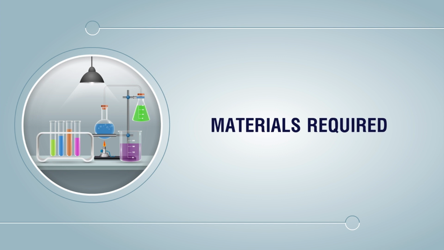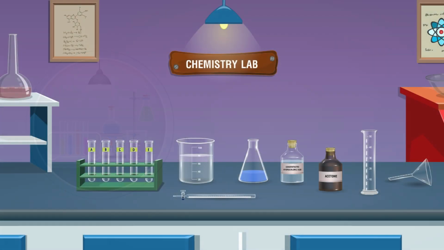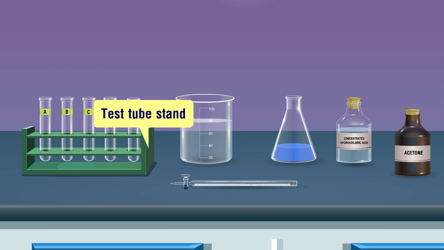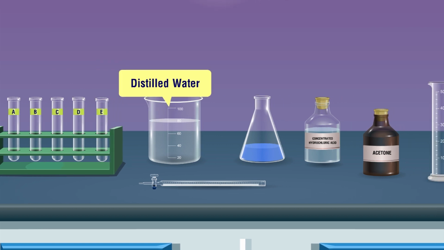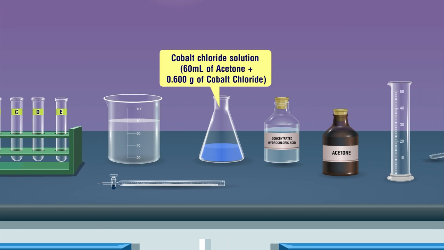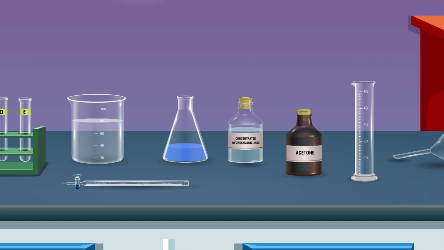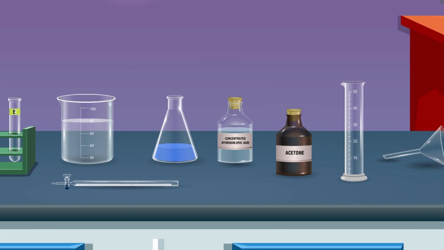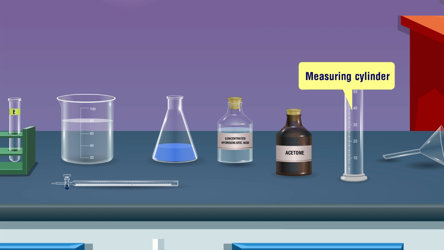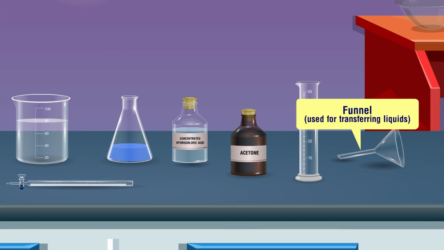Materials required: test tubes, test tube stand, distilled water, burette, cobalt chloride solution, 60 ml of acetone plus 0.600 grams of cobalt chloride, acetone, concentrated hydrochloric acid, measuring cylinder, funnel.